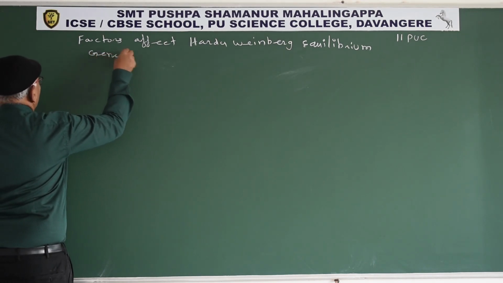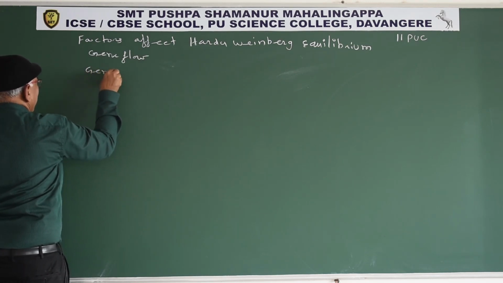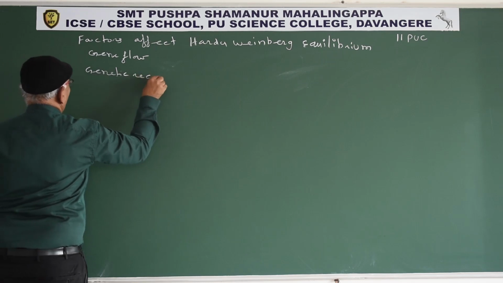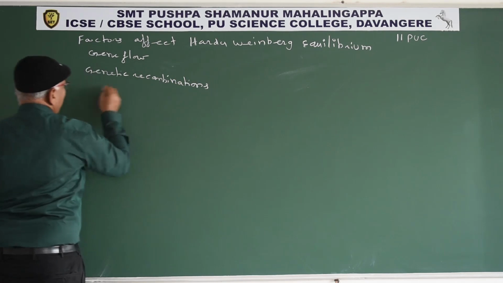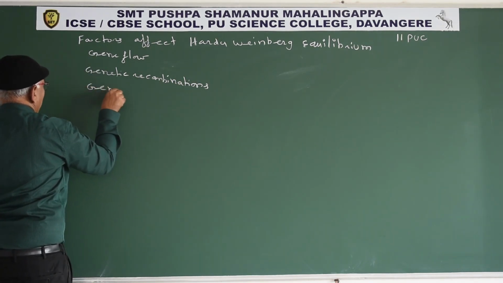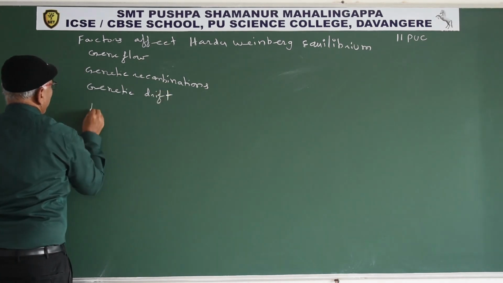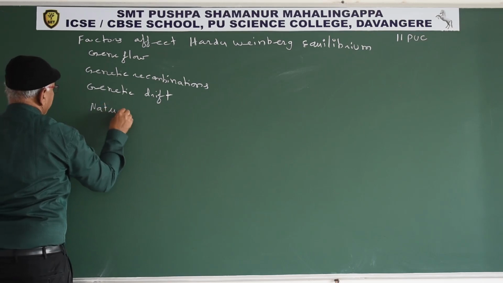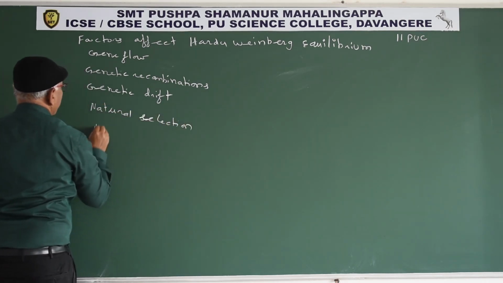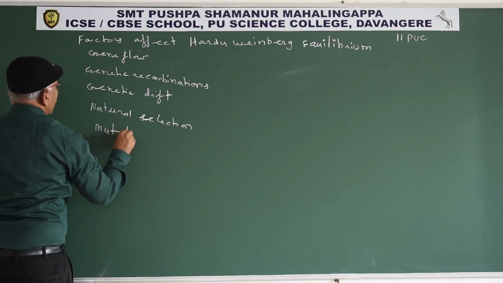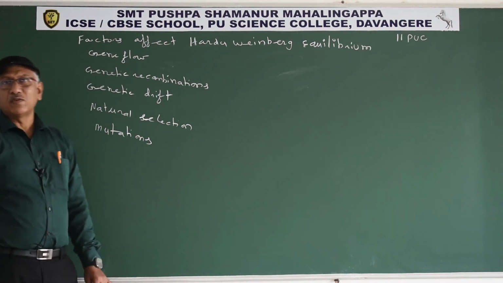They are gene flow, genetic recombinations, genetic drift, natural selection, and mutations. These 5 factors affect the Hardy-Weinberg equilibrium.